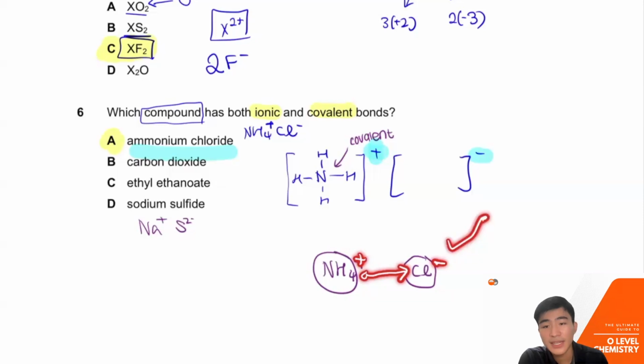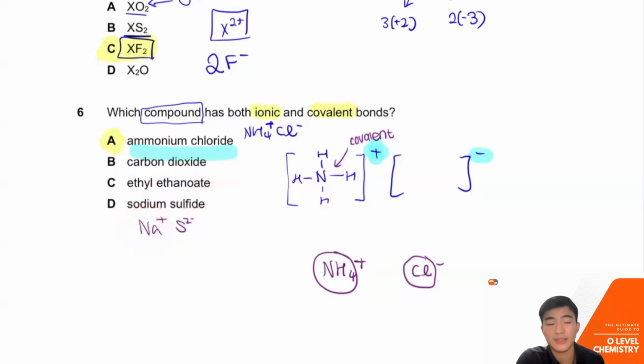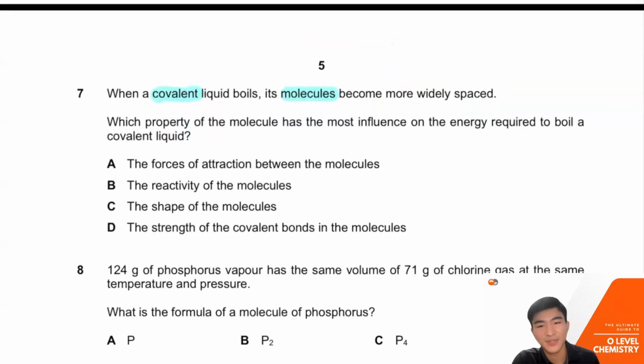So ionic compounds, generally we say that they are metal plus non-metal, but ammonium is an exception. Ammonium forms a positive molecular ion. Sodium sulfide is a normal one because we have a positive metal ion and a negative non-metal ion. Later I will repeat again, if you don't understand.